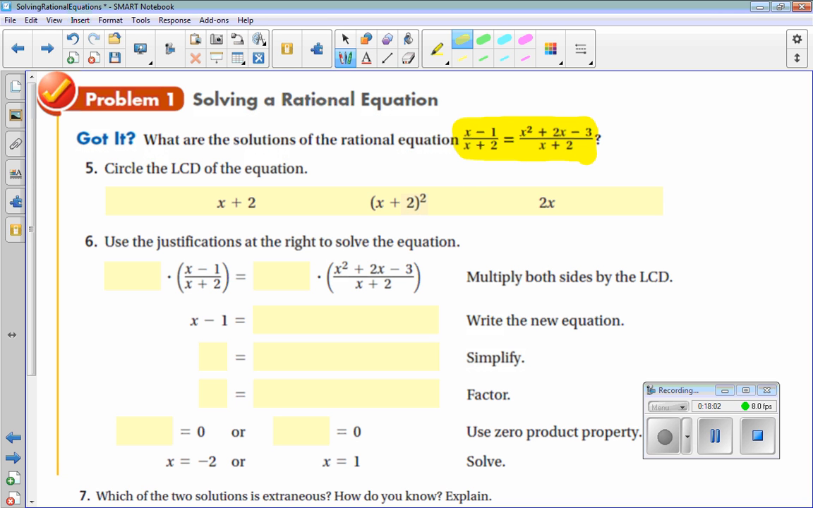We're going to solve it. Okay? Notice I have x's on the left-hand side and the right-hand side of my equation. Notice that I have x's in the denominator on both sides of my equation. Okay? This is a rational equation because there's x's in the denominator. And I'm asking you to solve it.